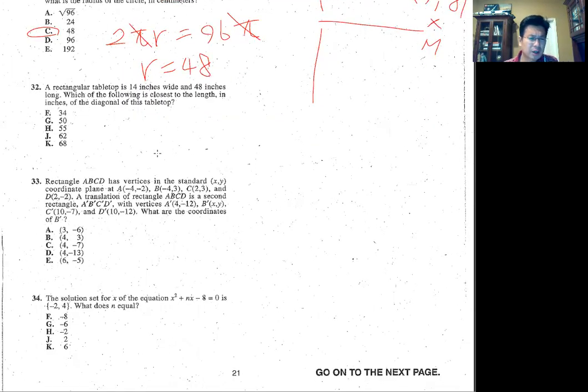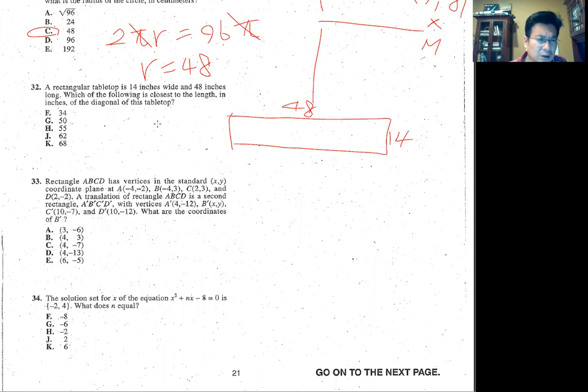A rectangular tabletop, 14 inches wide and 48 inches long. What is the closest length of the diagonal? The diagonal is just using the Pythagorean theorem. So square root of 48 squared plus 14 squared. So calculator.